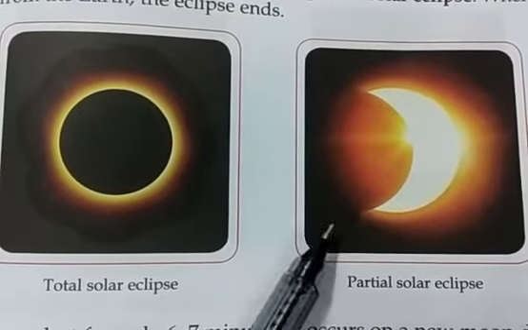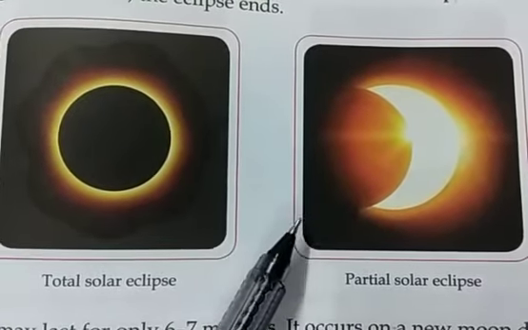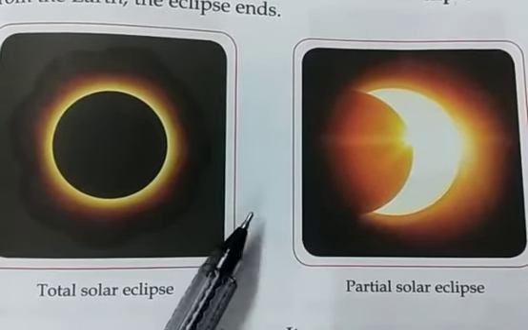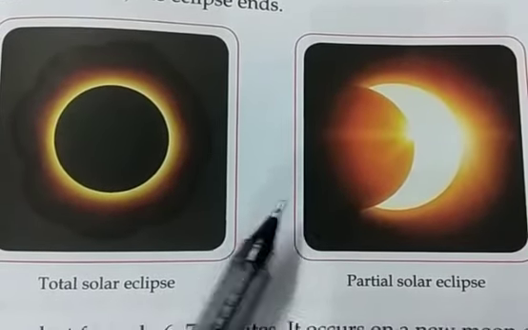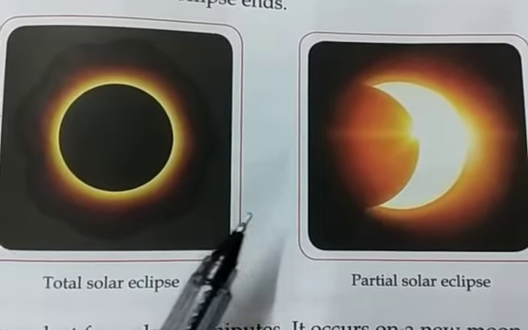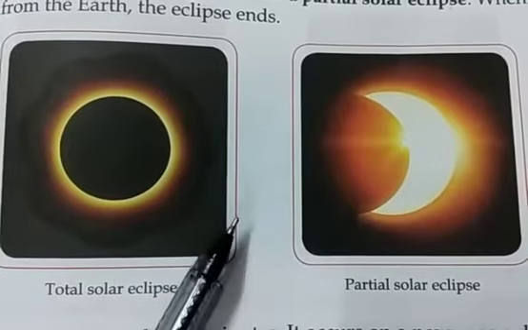Now whenever there is solar eclipse, you have to be very careful because you should not look directly at the sun because it has very harmful radiations. It will damage our eyes. So you can see it only by using a black glass.